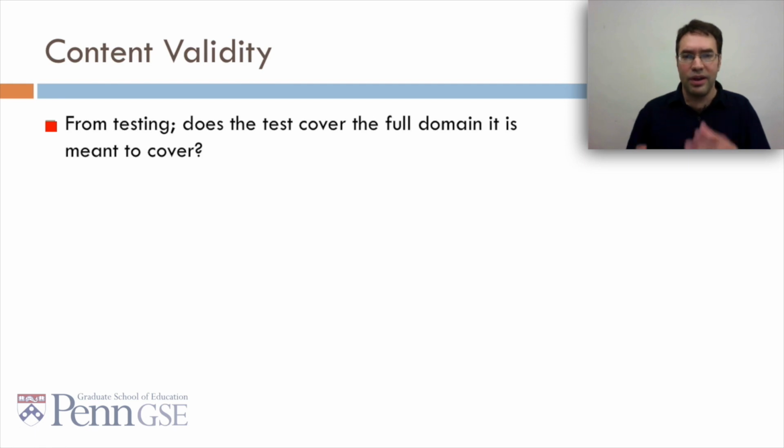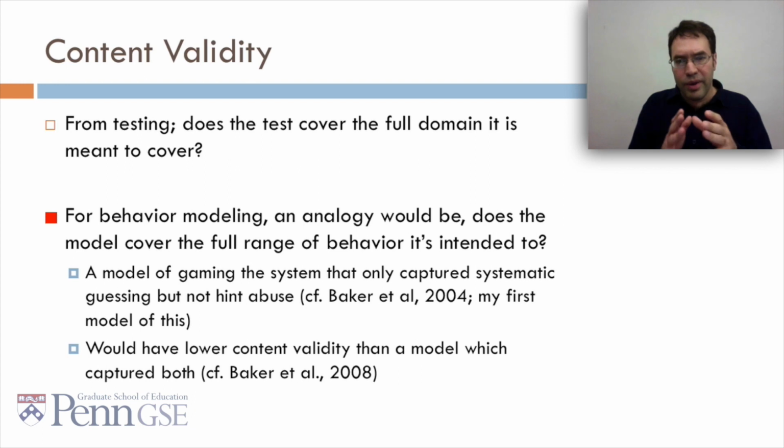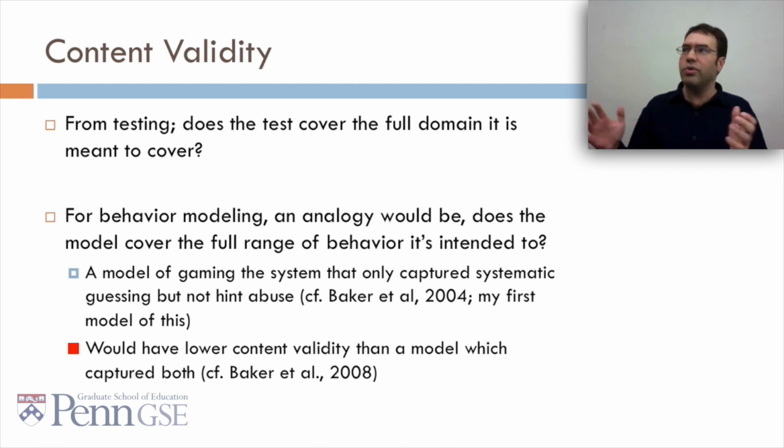Content validity. From testing, does the test cover the full domain it's meant to cover? For behavior modeling, an analogy would be, does the model cover the full range of behavior it's intended to? Let's take, for example, gaming a system, trying to subvert the software to get through without learning the material. A model of gaming the system that only captured one form of gaming the system, say systematic guessing, and didn't capture hint abuse, I don't know who would have done that, me, in 2004, that model doesn't have complete content validity compared to a model that captures both.